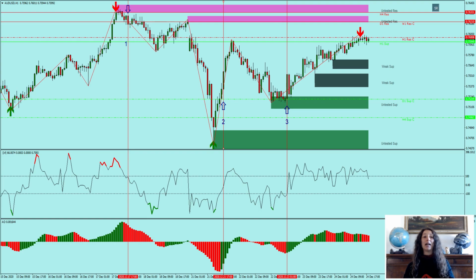Second trade: the price reacts in the support zone, starting to move upward. The movement is confirmed by the CCI 14 greater than minus 100 and by the OSOM, which has a green bar. Third trade: the price reacts in the support zone, starting to move upward. The movement is confirmed by the CCI 14 greater than minus 100 and by the OSOM, which has a green bar.